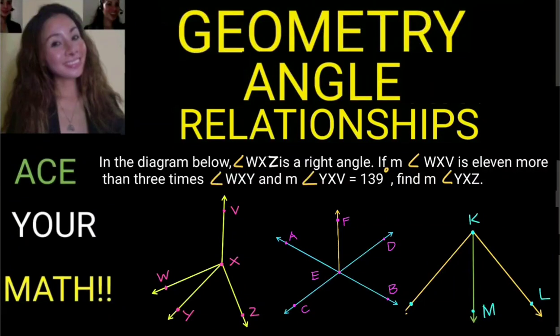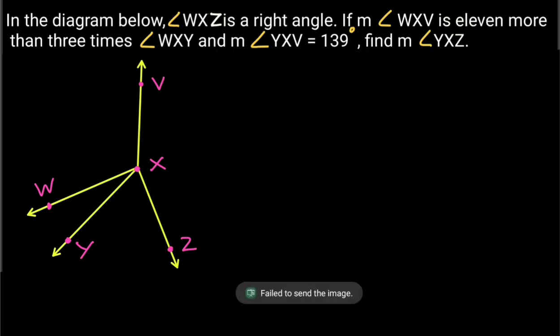In this video, you will learn how to solve the measure of some angles. In the diagram below, angle WXZ is a right angle. If the measure of angle WXV is 11 more than 3 times angle WXY, and the measure of angle YXV is equal to 139, find the measure of YXZ.